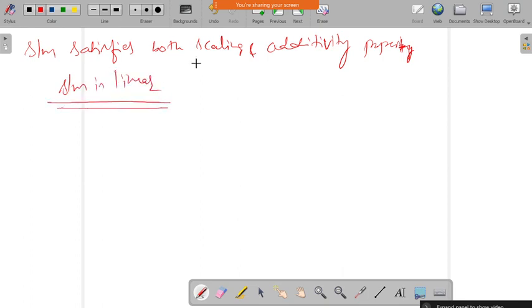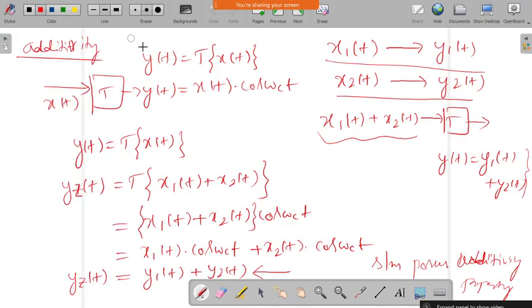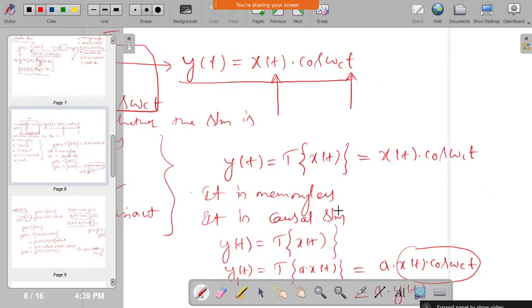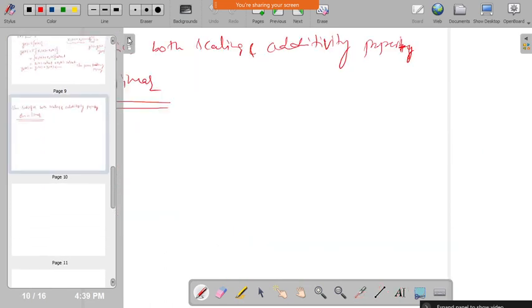Is it understood? Any doubt here, and also on scaling? If you have any doubt, you can ask. So this is how we can find out whether the system is linear or not.